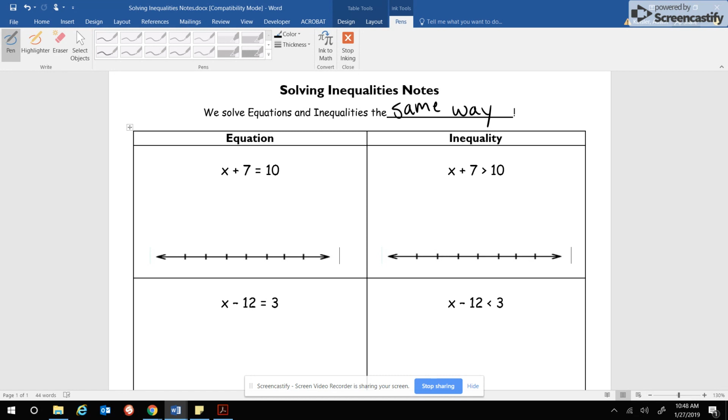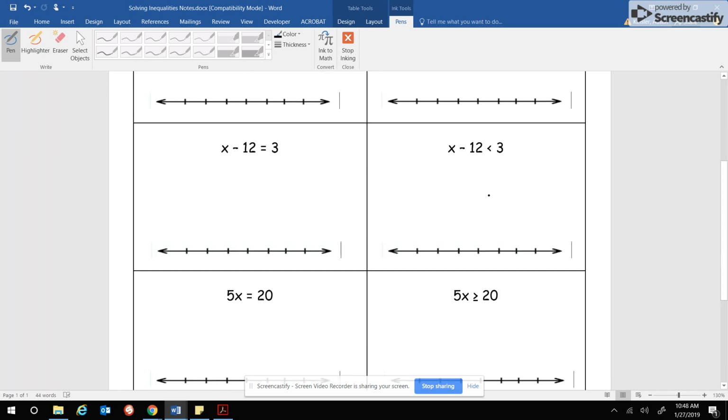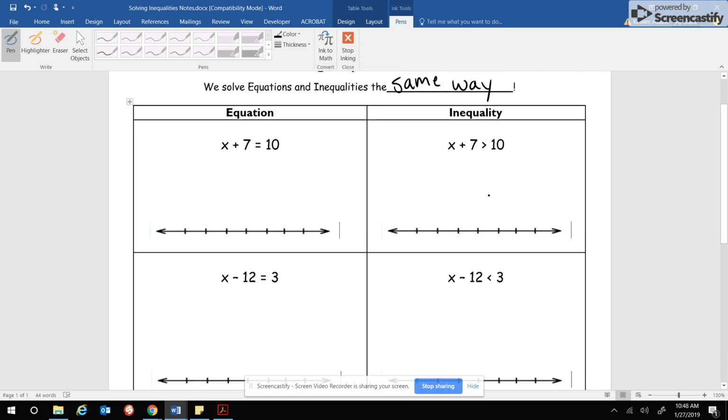So to prove it to you, I have one column over here on the left that is all equations, and I have one column on the right that is inequalities. And I have the exact same variables, exact same numbers and operations. The only thing I've changed is I've changed the equal sign to one of our four inequalities. So I'm going to demonstrate it side by side just so you can see it.